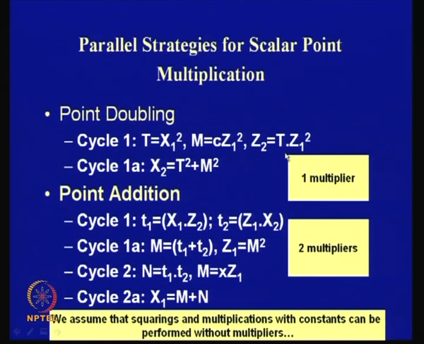So, how many multiplications are necessary here? One multiplication operation is necessary. Multiplication with a constant I am not considering as a multiplication. So, if I have one multiplier, then that is sufficient to do this operation.